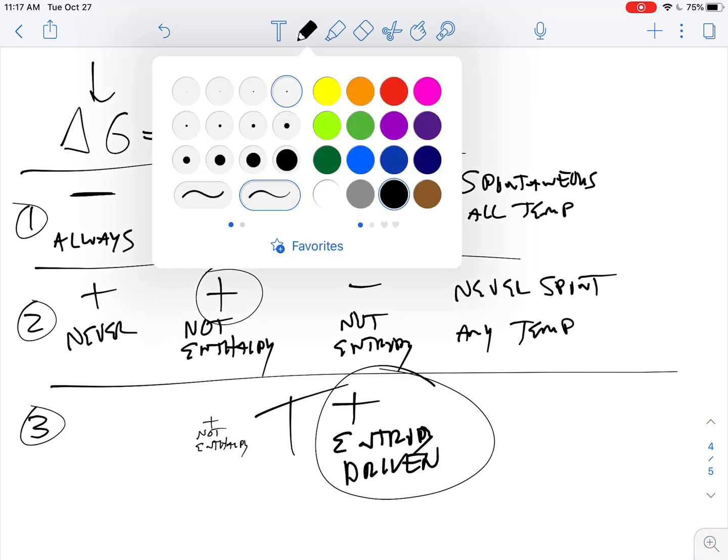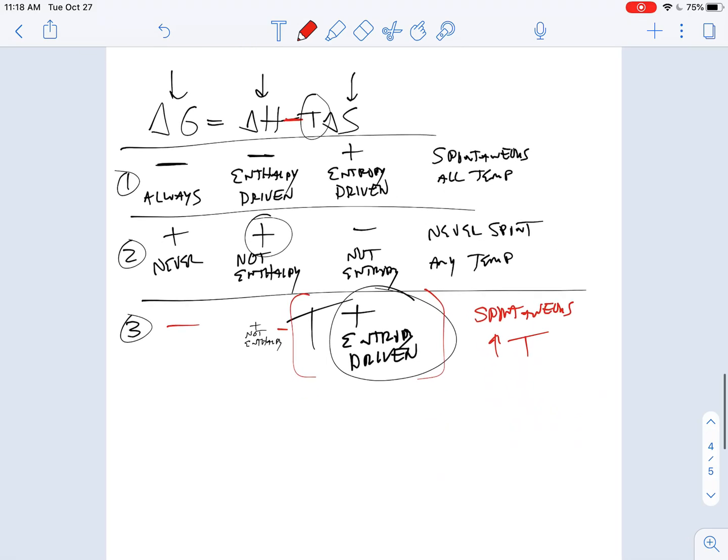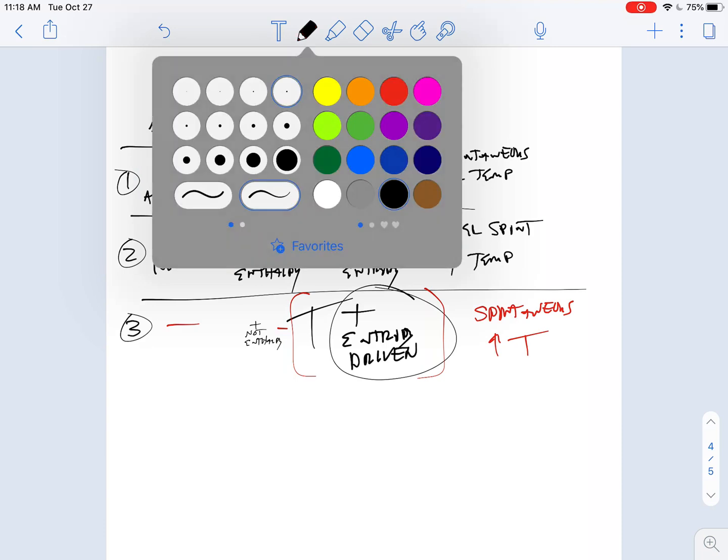Because then what I have is I have a small number here that I'll be subtracting a big number here because the temperature is big. And so when the temperature is big, this will end up with this guy over here being negative and therefore spontaneous. So this guy is only spontaneous when the temperatures are high. And again, we talked about this in the lecture.